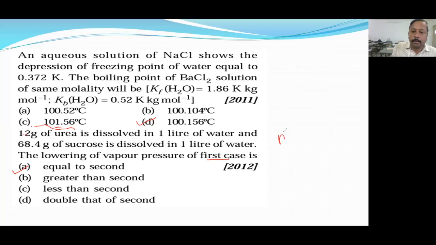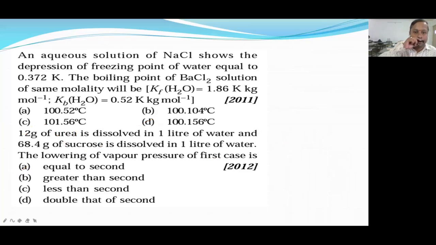So P naught solvent minus P solution. Urea is NH2CONH2, sucrose is C12H22O11, molar mass 342. If you substitute like that, you will get equal to the second. I think it is an easy question, no need to explain much. So let's move on to the next question.